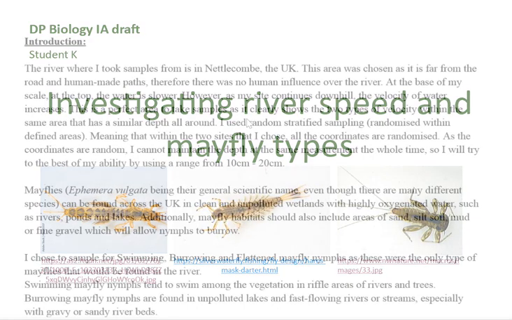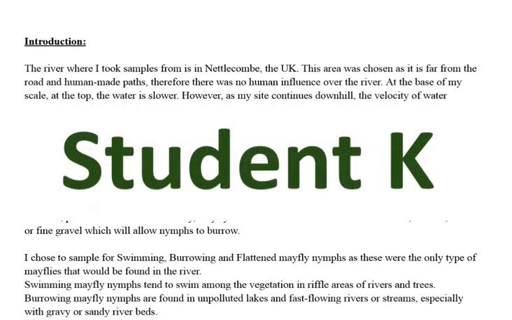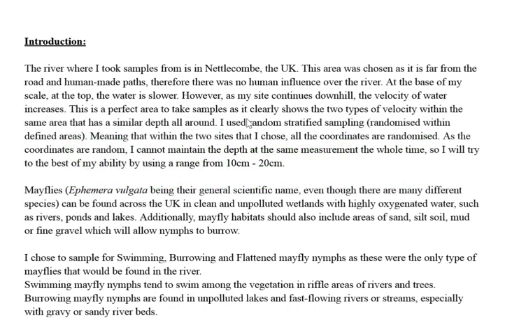I will review the DP Biology IA draft for student K, anonymised from my class, who is investigating the speed of river water and how it affects the number and size of common mayflies. When I look at this, to start with, I think you need to add some whys.